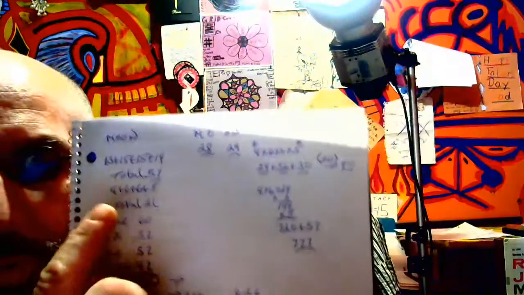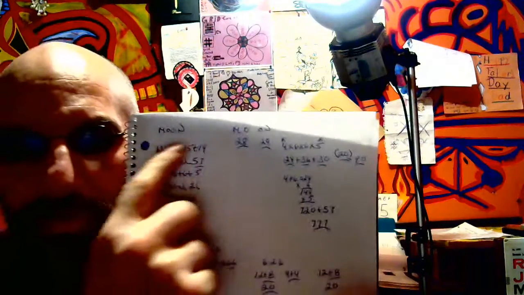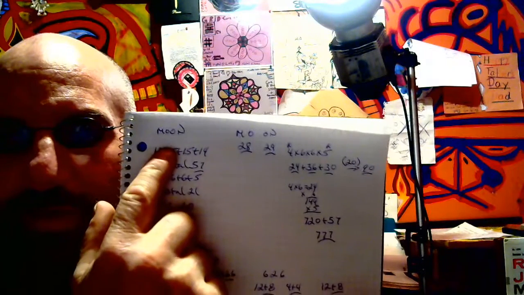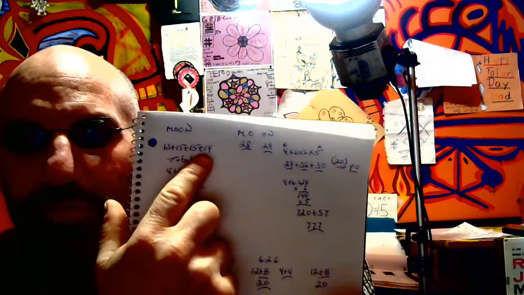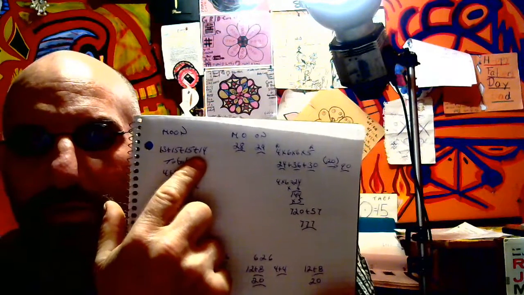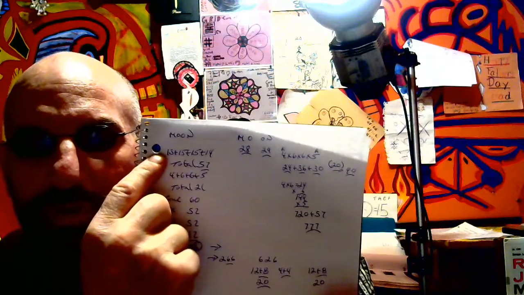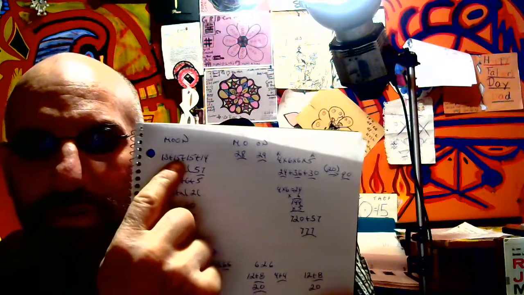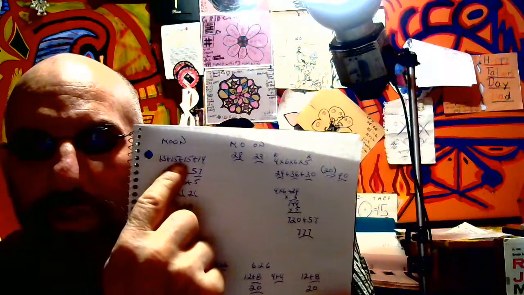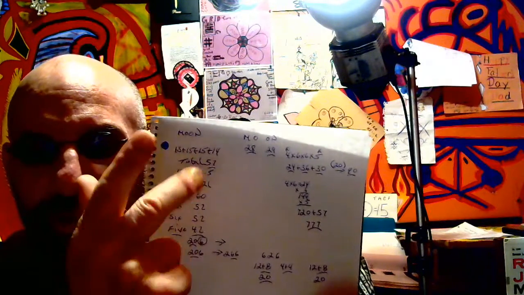Okay, this is what I want to talk about. I want to talk about the numbers in the moon. 13, 15, 28. 15 and 15 equals 30. 15 and 14 equals 29. 14 and 13 equals 27. So we have 27, 28, 29, and 30.